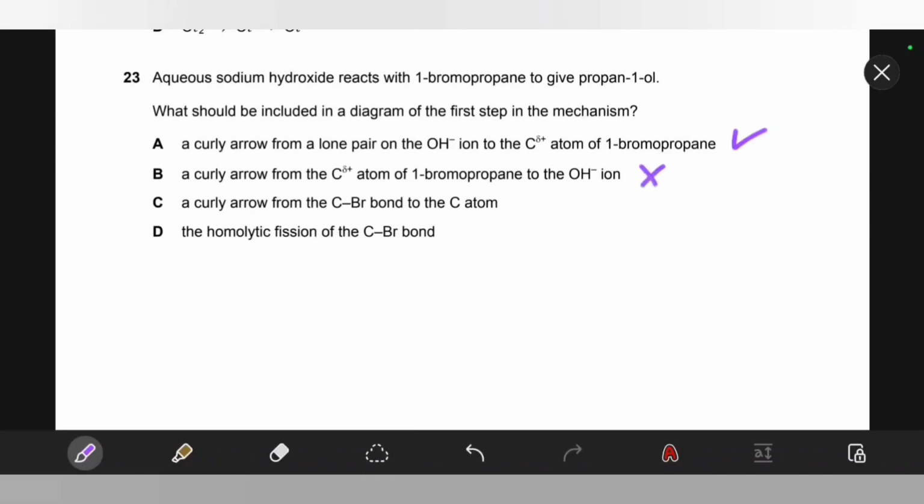A curly arrow from the partial positive carbon atom of 1-bromopropane to the hydroxide ion is wrong, because the curly arrow is not directed from the partial positive carbon atom to the hydroxide ion. The hydroxide ion has an extra pair of electrons, so the arrow will point from it, not towards it. A curly arrow from the carbon-bromine bond to the carbon atom is also wrong. There is no homolytic fission of the carbon-bromine bond. All the bonds are broken through heterolytic fission, not homolytic. So the answer is A.